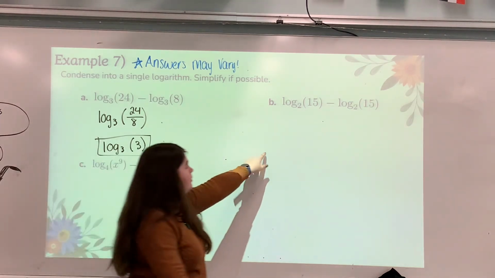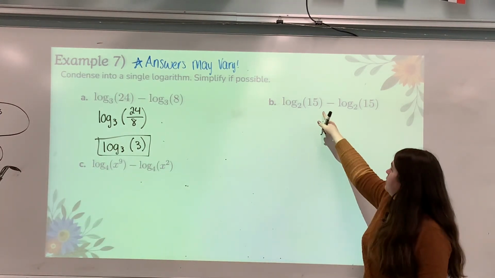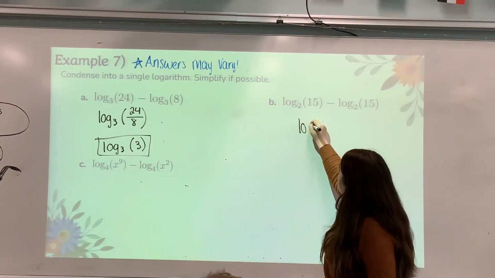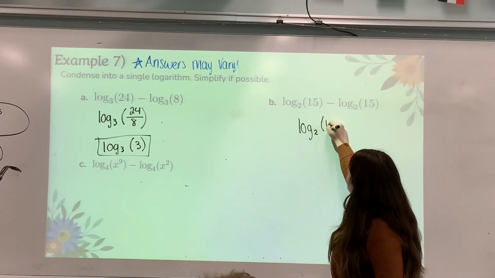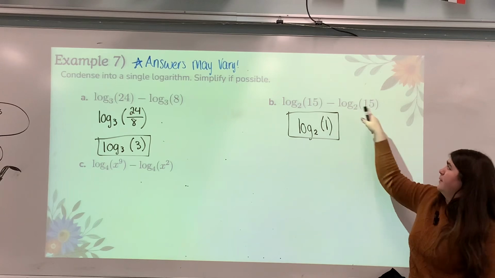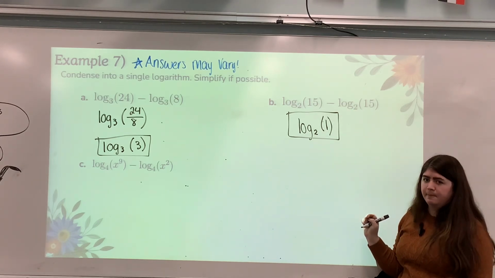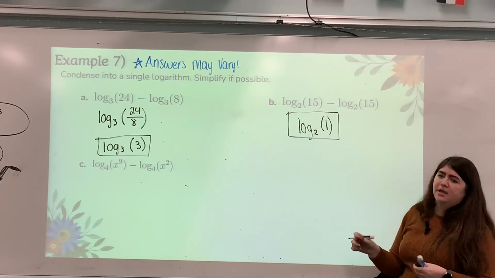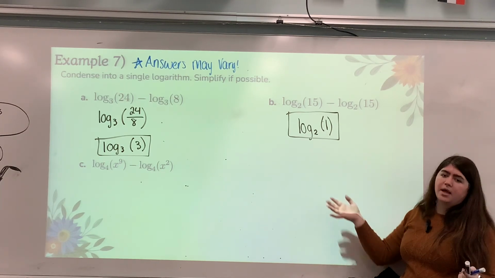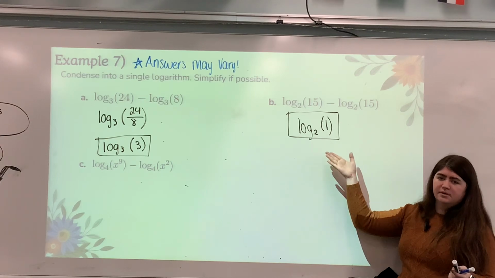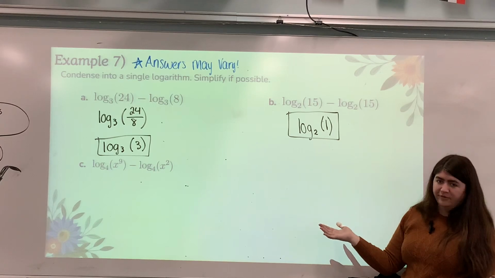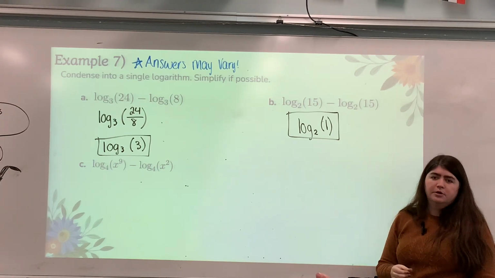All right. Part B. We have log base 2 of 15 minus log base 2 of 15. So that would be log base 2 of 1, because 15 divided by 15 is equal to 1. That does equal 0. We're not really solving at the moment, but if I asked you to solve them from here, which we will eventually, that is what you would do.